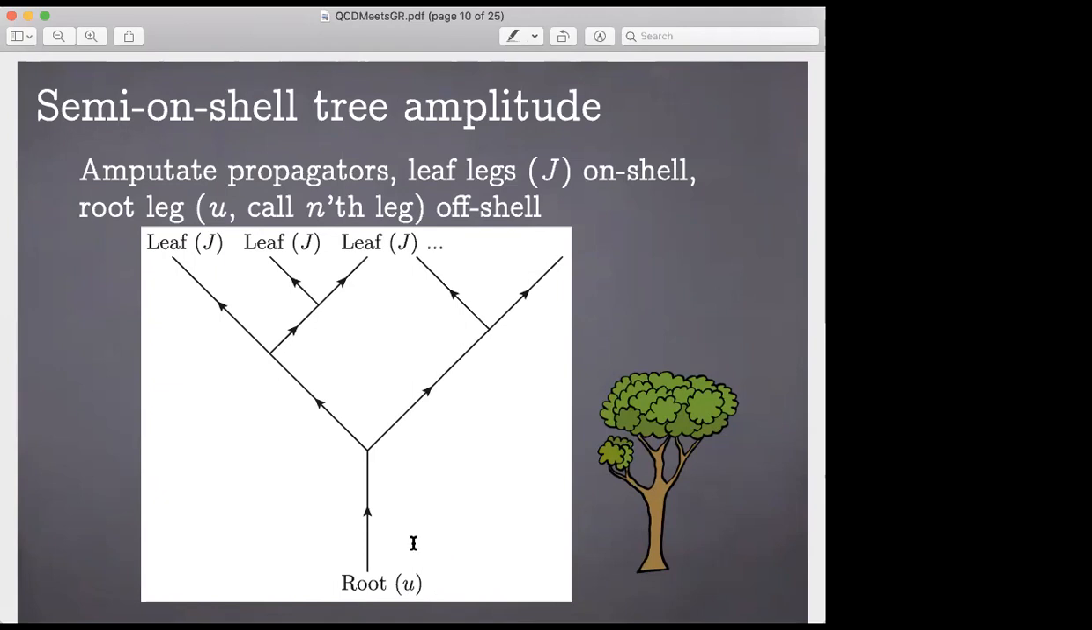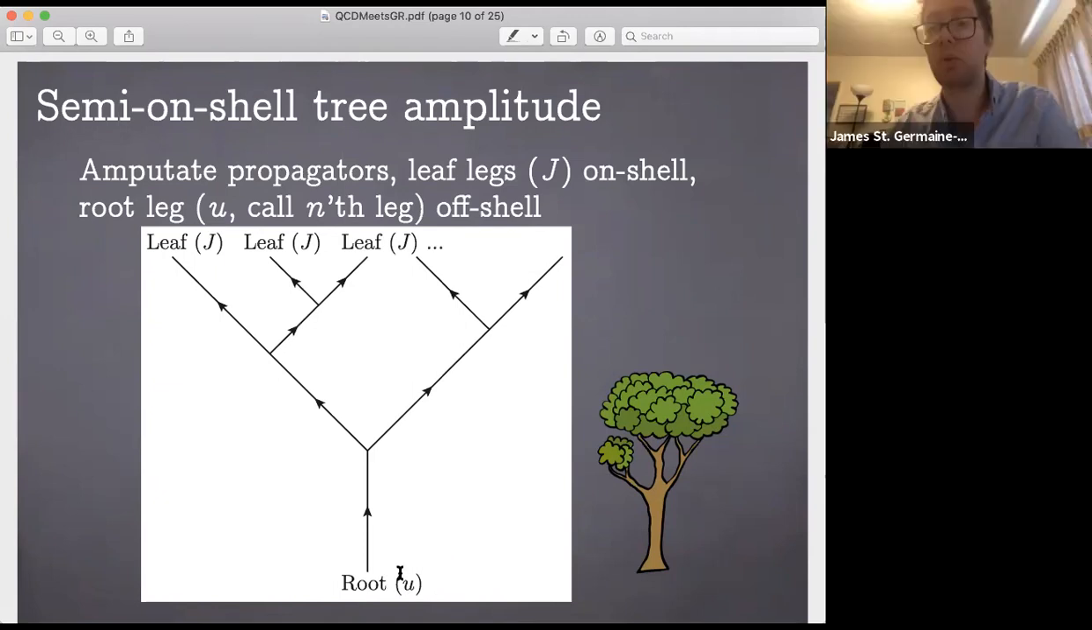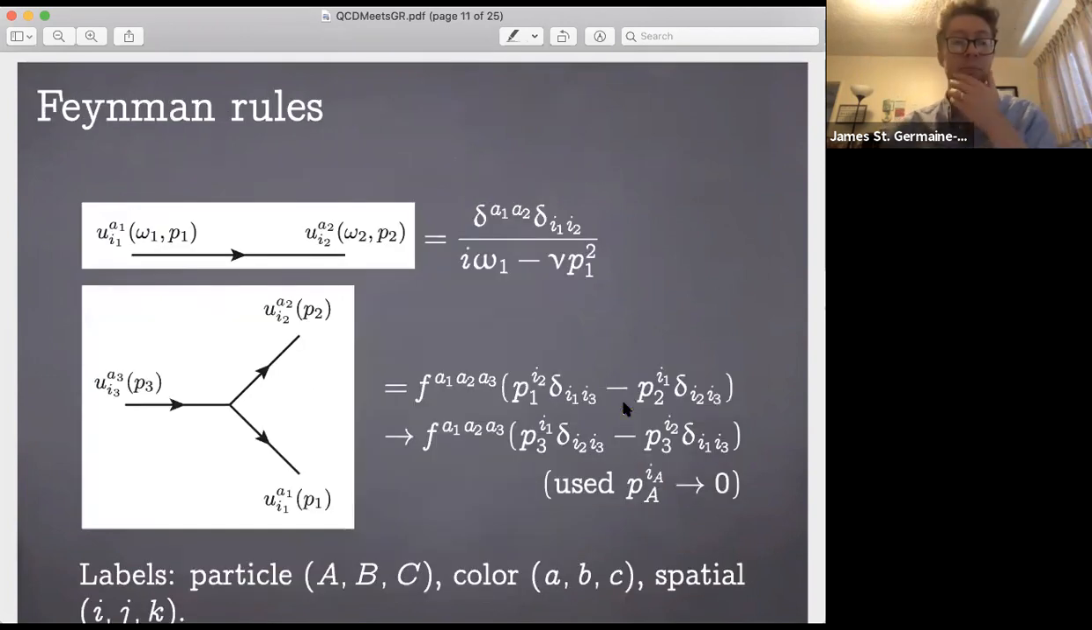I have the special leg, the u down here, which I'll always take to be the nth leg, and it will be off-shell. And just the naming convention is kind of cute, that I will call the u the root leg, since it sort of looks like the trunk or root of the tree. And all these sources I'll call leaf legs, because they sort of look like the leaves of a tree. Yeah, I think that's all I had to say for that.